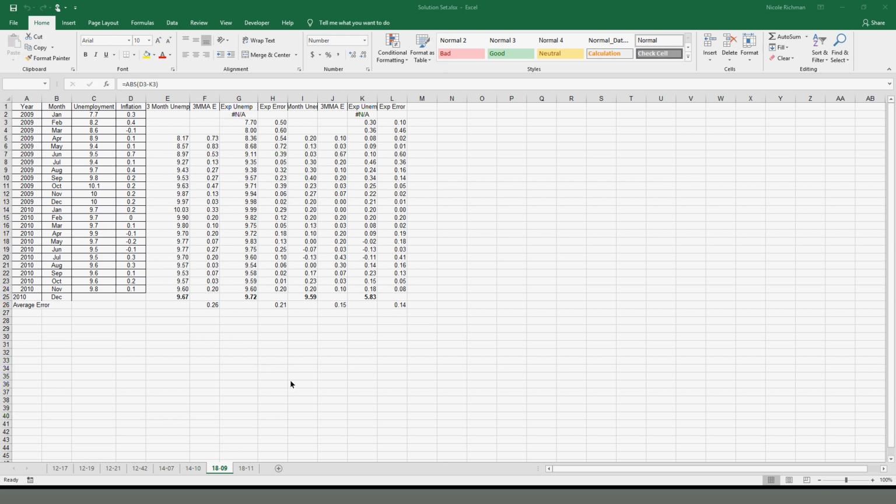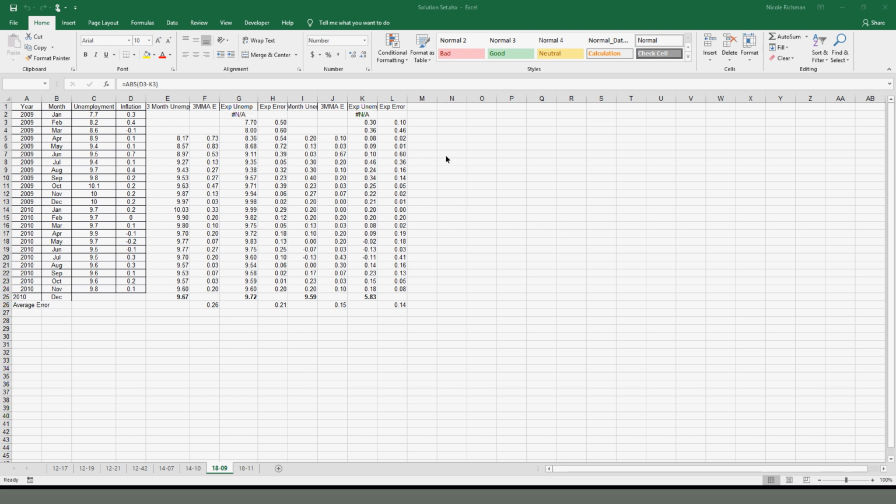And then again, we carry that down. And then we use equals average to average out our error. So our average 3-month moving average error is 0.26. Notice we don't consider our forecasted data in our error, and that's because we don't have actual data to compare. This is what we're actually forecasting. So we can say that we can forecast December at 9.67, give or take 0.26 for an average error.